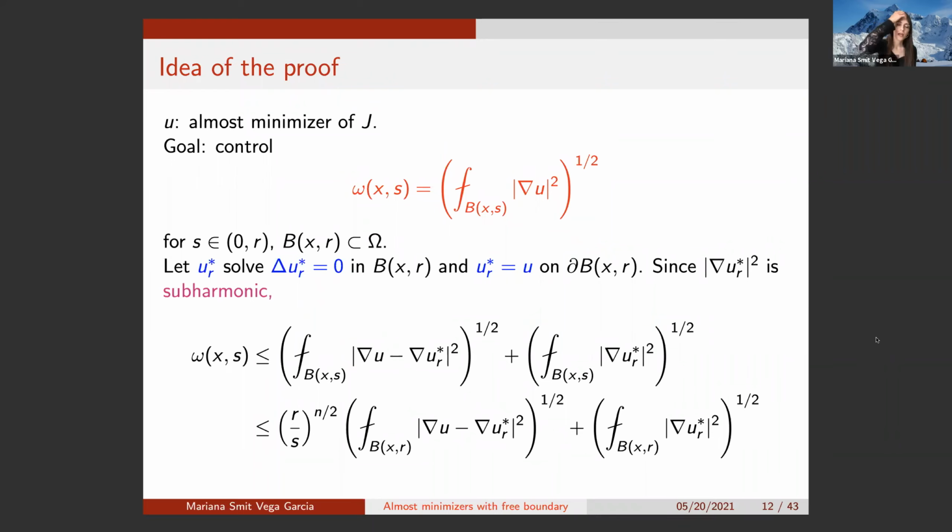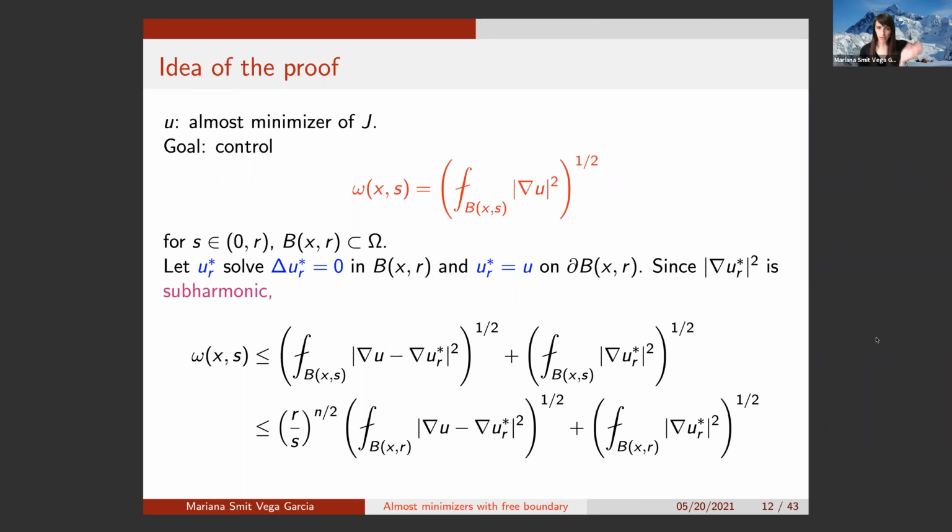This is the crucial, let's say, term that we want to bound to be able to say something about the almost minimizer. So we start with our almost minimizer. Let's say we have a ball centered at x of radius r inside of the domain. And we look at our function u_r star. That is a function that solves Laplace's equation in the ball with boundary data u, the almost minimizer, on the boundary of the ball. Now here, this is fantastic because, well, u_r star does solve a PDE, so I have a lot of information about it. In particular, its gradient squared is subharmonic, which happens to be quite important.